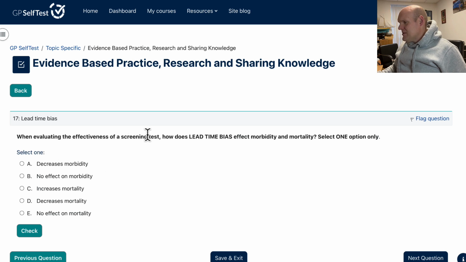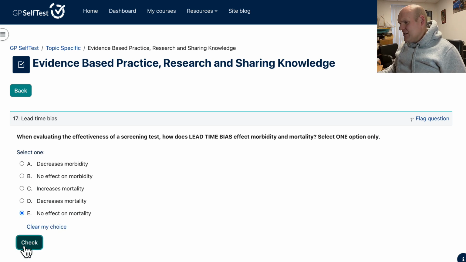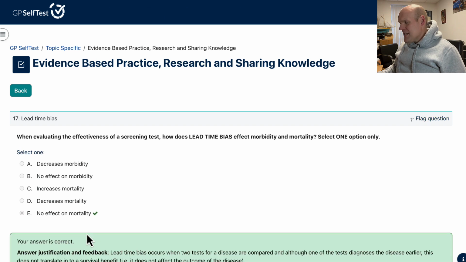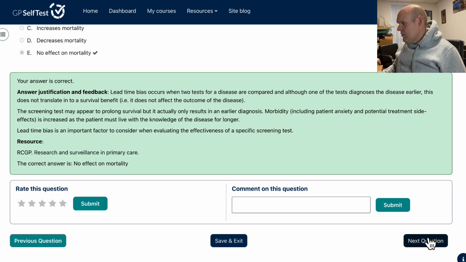Whenever evaluating the effectiveness of screening, how does lead time bias affect morbidity and mortality? Right, okay, so lead time bias. So this was actually relating to the previous question. So it really has no effect on mortality, because regardless of when you pick up a condition, you're still going to treat it at the same rate. I'm going to guess at this one. Hopefully my logic is right, either that or morbidity. Yeah, there we go. Phew.